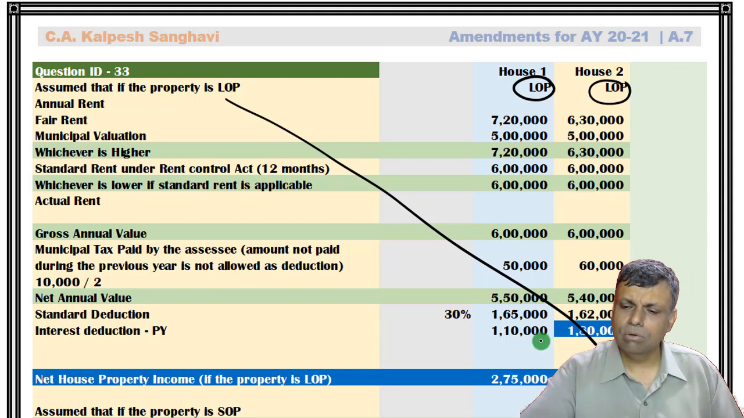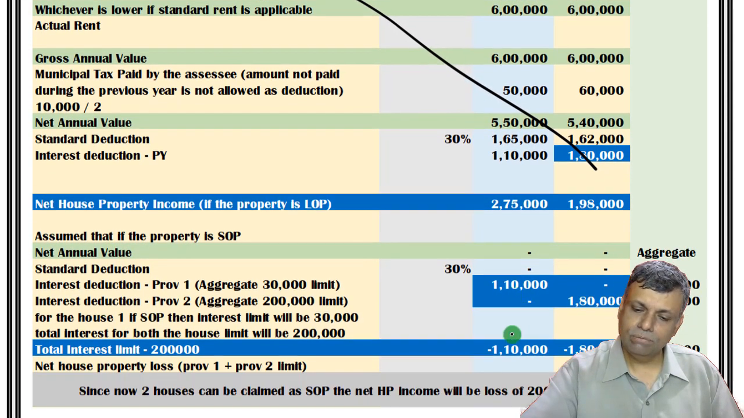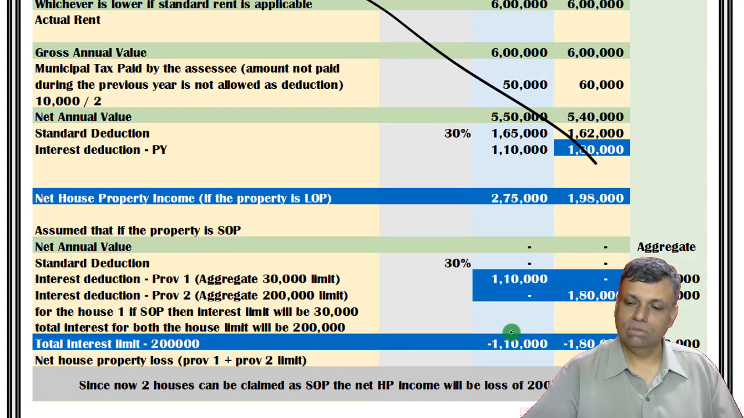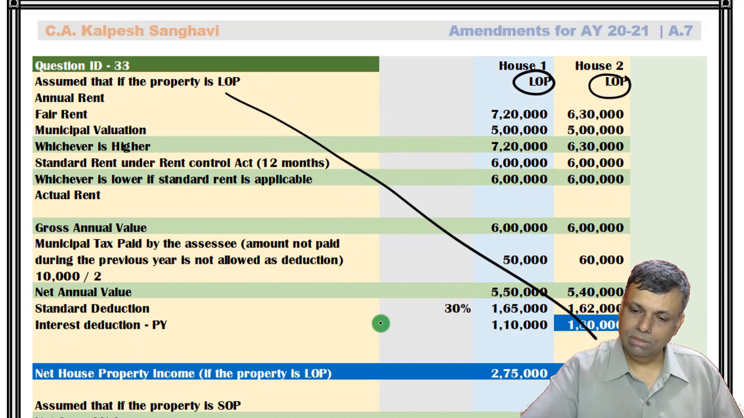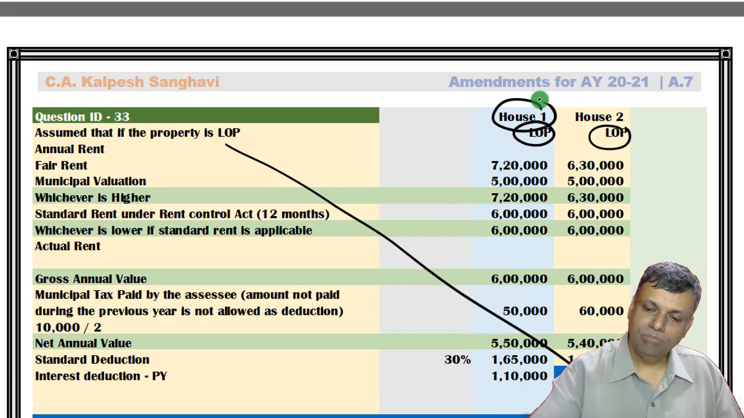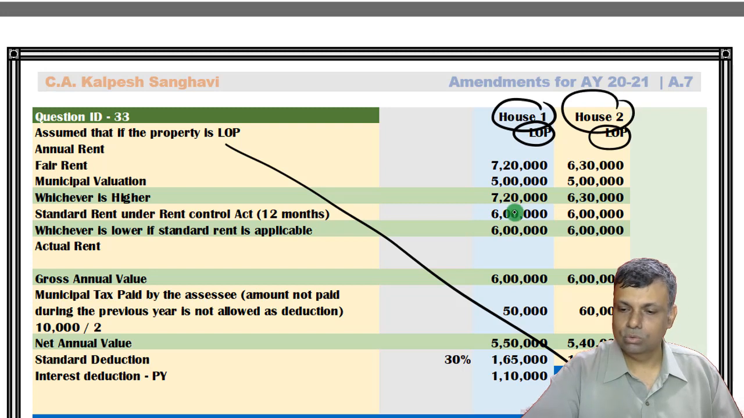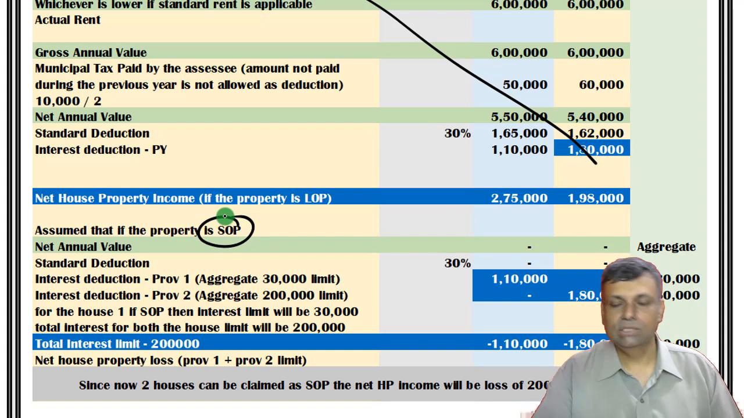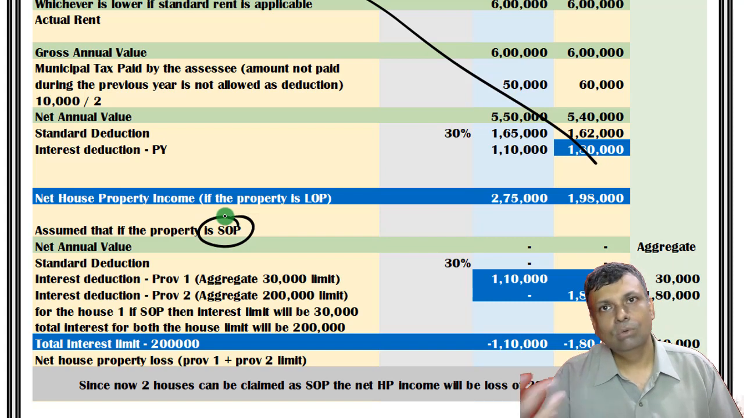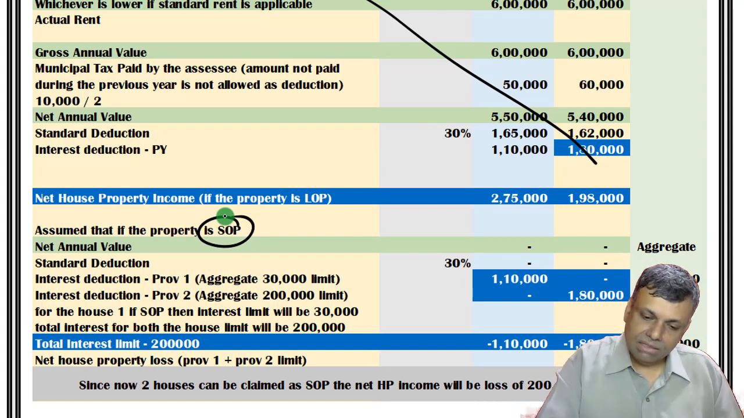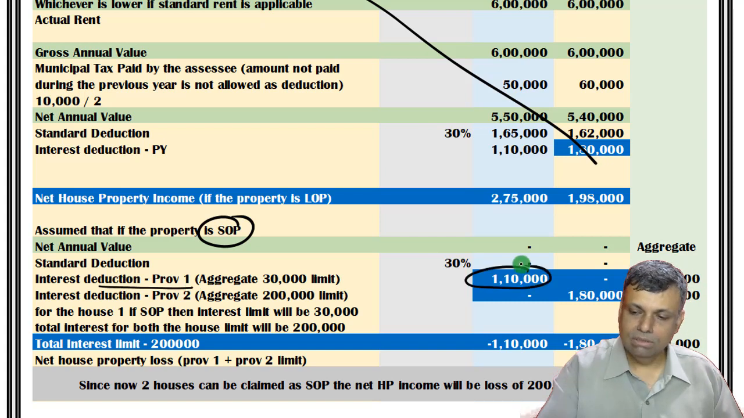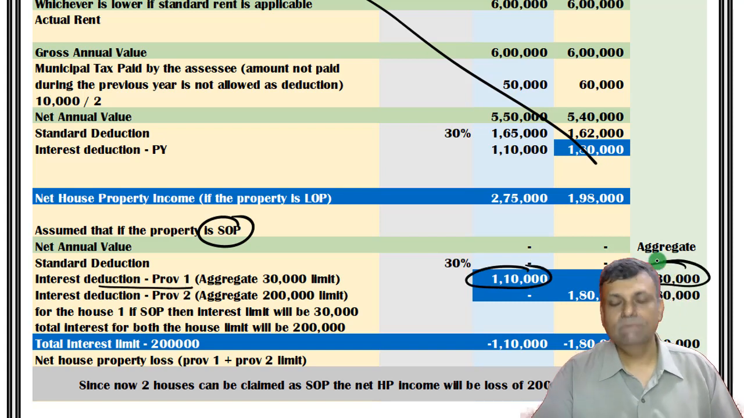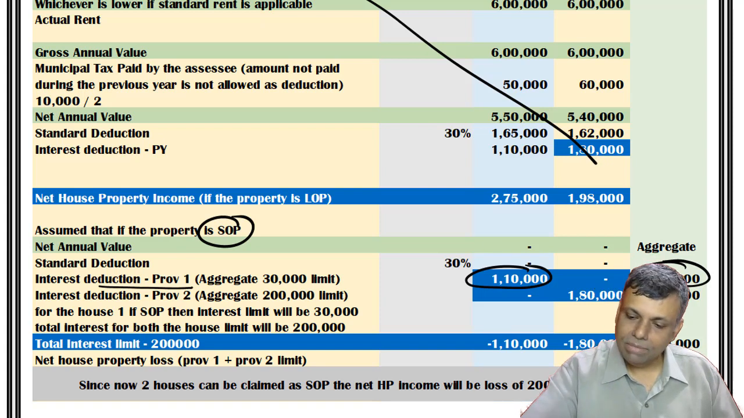So I'll straight away go for SOP, and I would like to go first straight to the interest calculation. Now in relation to house 1, because this column is for house 1 and the second column is for house 2, if this particular property is an SOP, and I already know that two houses I can claim as SOP, the interest deduction with respect to house 1 is coming in the limit of 30,000 rupees. Why? Because I will tell you.